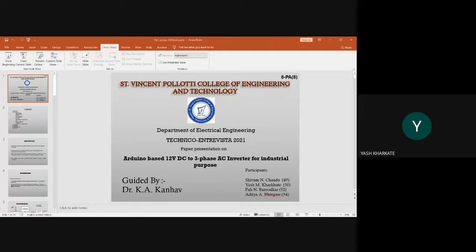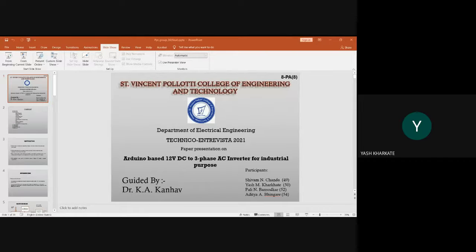As told by Shivam, these are the contents given in the presentation: literature review, motivation and introduction, from where we got the idea. Block diagram, circuit diagram, then working components used: Arduino Uno, pins used, specification of Arduino Uno, BJT and MOSFETs, transformer, and the simulation and programming which we have done. Then applications, advantages, approximate cost required for the project, and references. So Shivam, next slide.